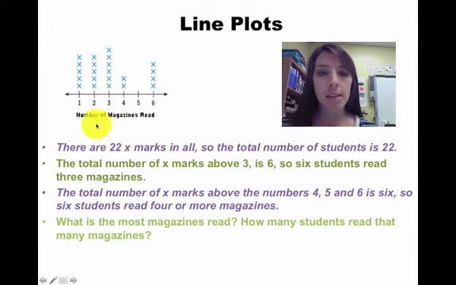Okay, so if someone's asking you how many students read 3 or more, you just draw a mental line right here below the 3 and count the number of X marks that are 3 and above. It's pretty simple. So I want you to write this question down. What is the most magazines read, and how many students read that many magazines, and answer that for me in your notes. It's a pretty simple question.